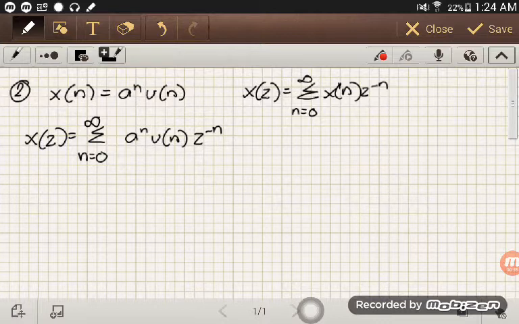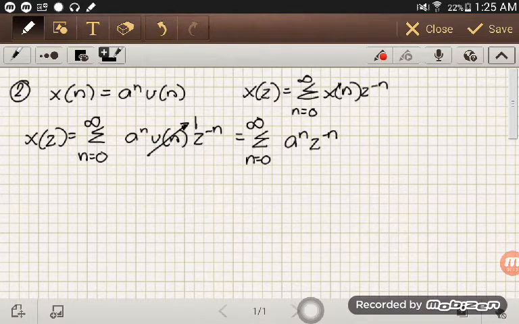Since this is a right-side transform, we know that your u(n) is equal to 1 when n is 0 to positive infinity. So your X(z) is the summation from n equal to 0 to positive infinity of a^n z^(-n). To make it into the form of an infinite geometric series, we want to factor out the power n, which is equal to the summation from n equal to 0 to positive infinity of (a z^(-1)) raised to n.